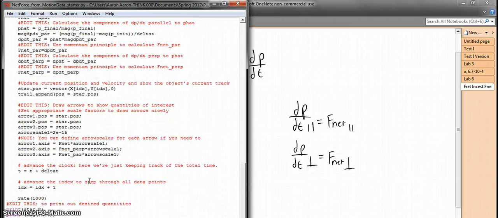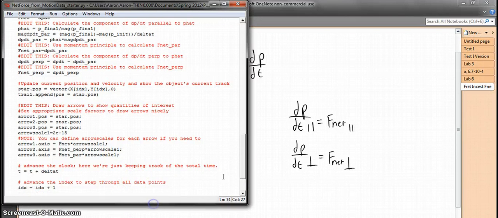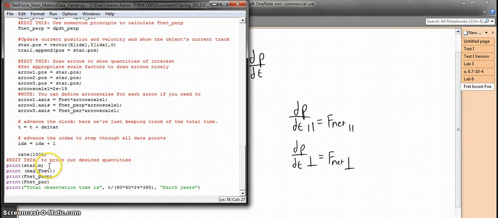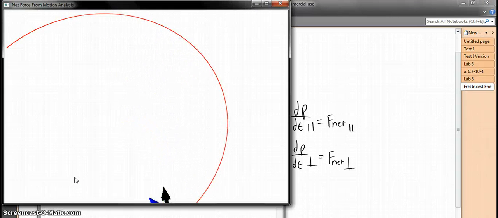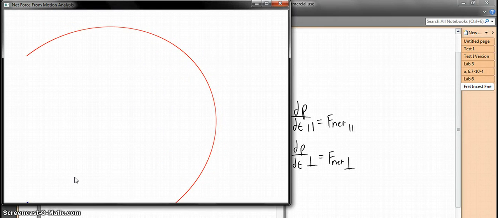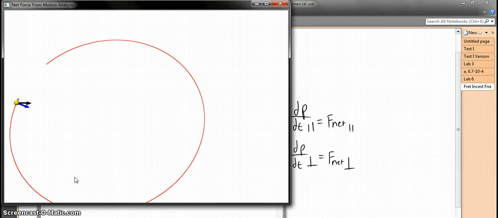All that was put into code and put into this formula here. At the end of this program, we updated the position of the star, and we also created arrows to represent the net force, the parallel net force, and the perpendicular net force, as well as we printed off the values for the mass of the star, the magnitude of Fnet, the vector of Fnet perpendicular, and the vector of Fnet parallel. Here's the model. The black arrow represents Fnet, the blue arrow represents Fnet perpendicular, and the red arrow represents Fnet parallel.